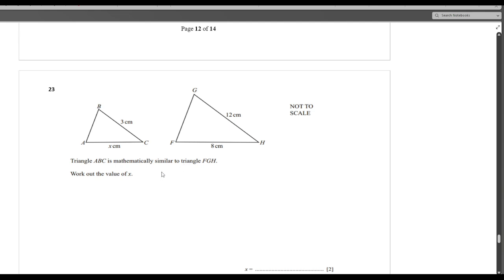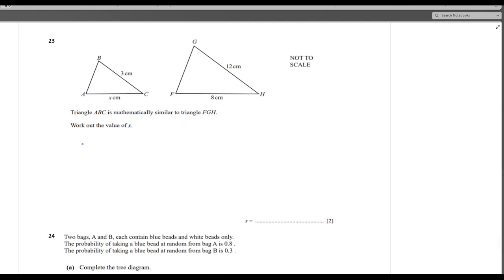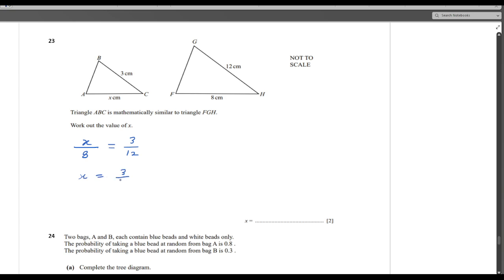Okay, question number 23. Triangle ABC is mathematically similar to triangle FGH. Work out the value of x. Now for similar triangles, we know that the ratio of corresponding sides, that is x and its corresponding side is 8, will be equal to 3 divided by 12. So this gives you your x is equal to 3 divided by 12 times 8. Now 3 times 4 is 12, 4 times 2 is 8, your x is 2.